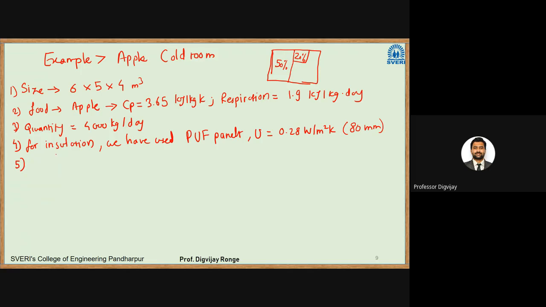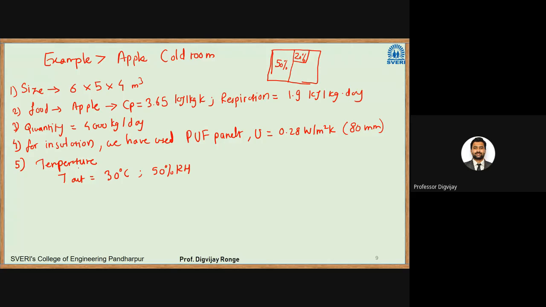Then fifth, in this case, temperature. So we'll see what temperature values we are considering here. So outdoor temperature, what am I taking in this case? So I have taken this outdoor temperature as 30 degree Celsius and 50% RH.